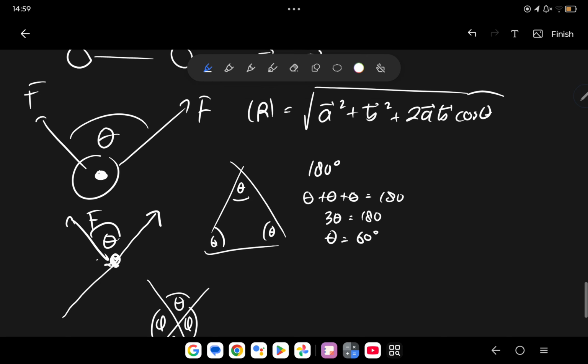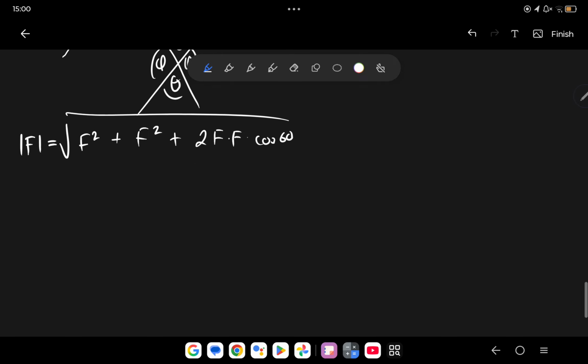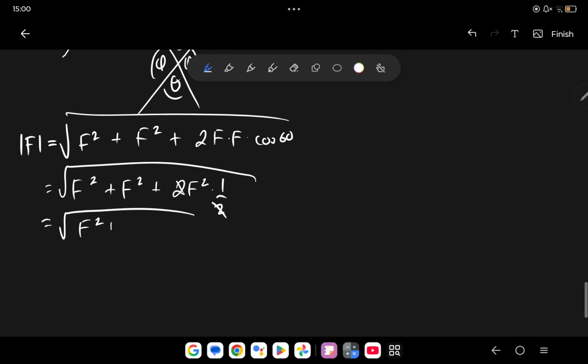So we know F, and we know theta. Let us continue. The resultant force will equal the square root of F squared plus F squared plus 2F multiplied by F by cosine 60. So F squared plus F squared plus 2 F squared multiplied by cos 60, which is a half. We got F squared plus F squared plus F squared.